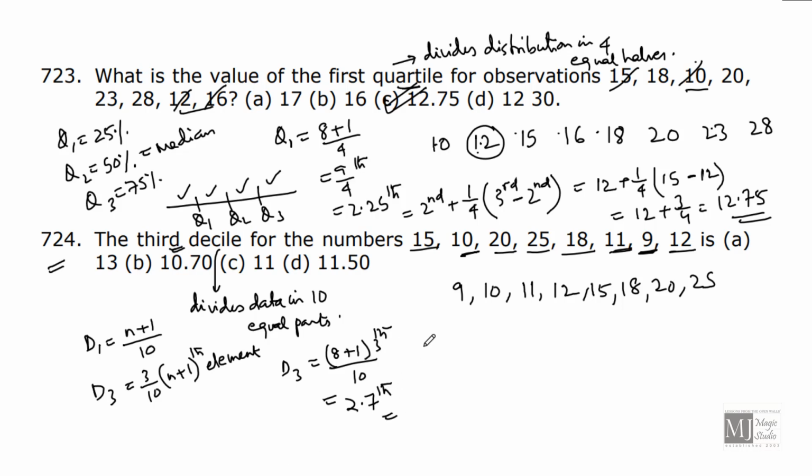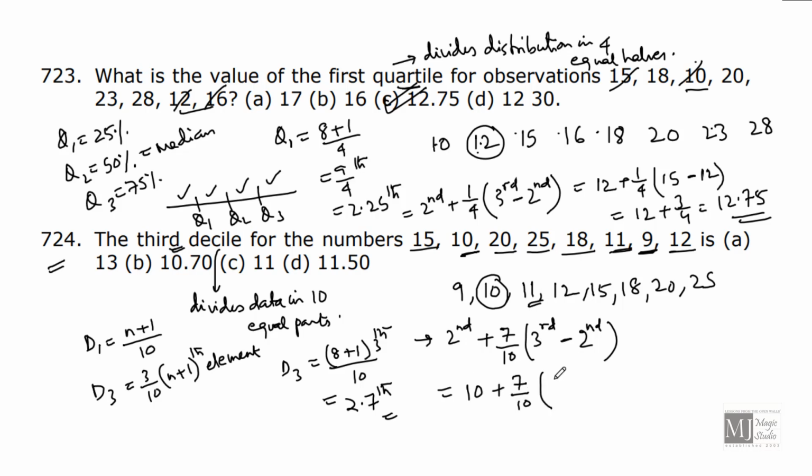Now 2.7th element means second element plus 0.7, means 7 by 10 of the third element minus second element. Second element from left is 10 plus 7 by 10 of third element 11 minus 10. So that would be 10 plus 11 minus 10 is 1, 0.7. That is 10.7. Third decile of the distribution is 10.7, option B.